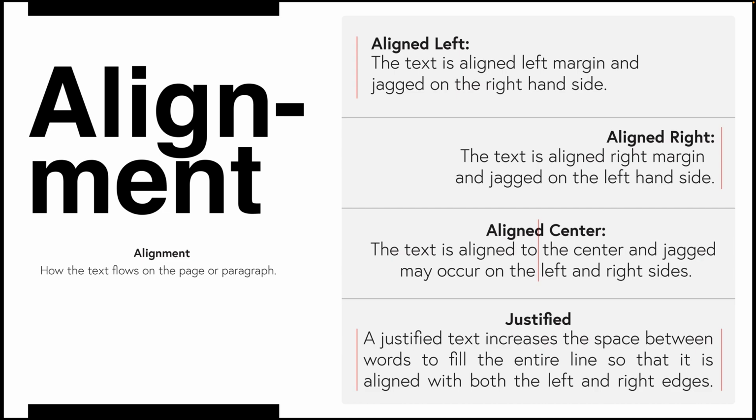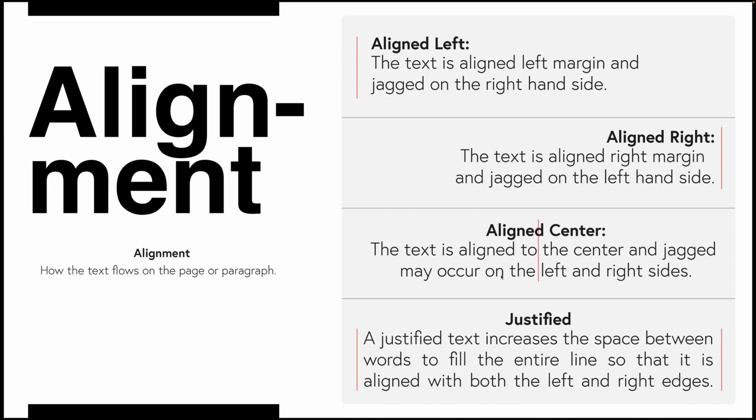Alignment is how the text flows on the page or the paragraph. And there are 4 main alignments. Align left, and you can see this red line showing us how this piece of text is aligned to the left. Aligned right, we can see once again the text being aligned to the right.